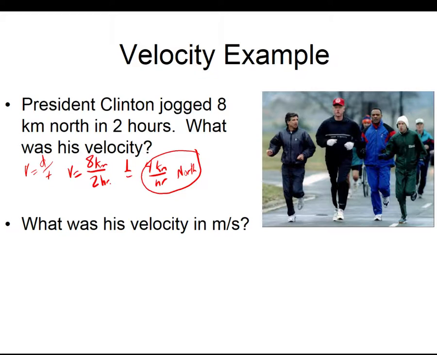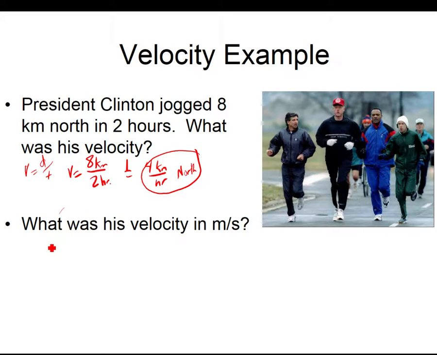Well, since I'm in the U.S. here, I don't really understand kilometers per hour as well as I should, probably. And I don't really know how fast 4 kilometers per hour is. Is that fast? Is that slow? I really don't know. So let's convert that to meters per second so that I have a little bit better understanding of how fast he's going.